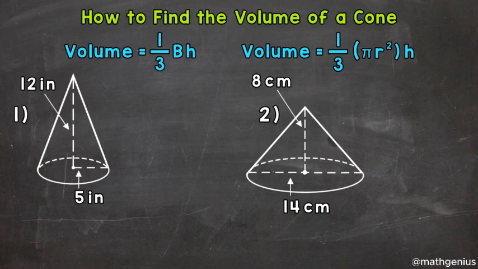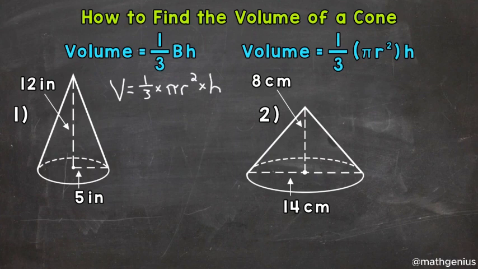So let's jump into number 1, where we have a cone with a base radius of 5 inches and then a height of 12 inches. And the first thing that we need to do is write out our formula. So volume equals 1/3 times the area of our base, so pi r squared since we have a circular base, and then times the height.